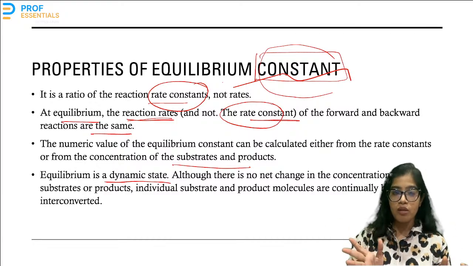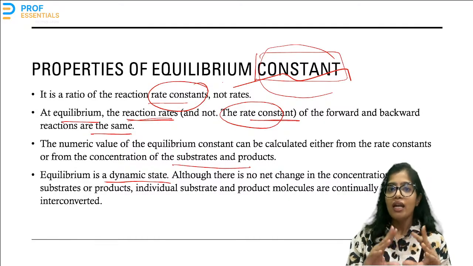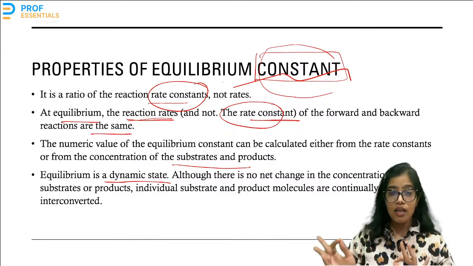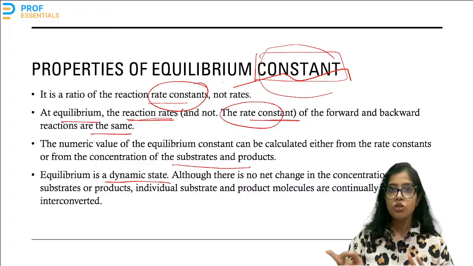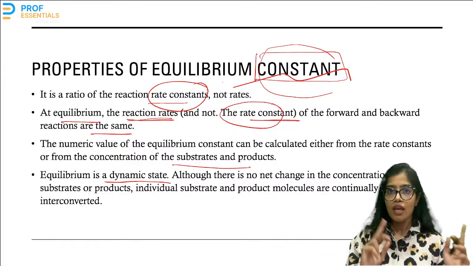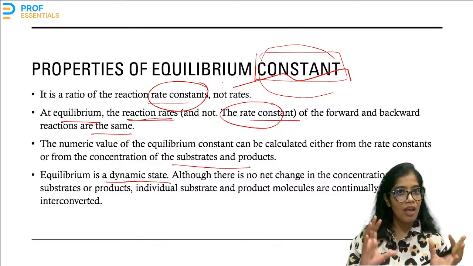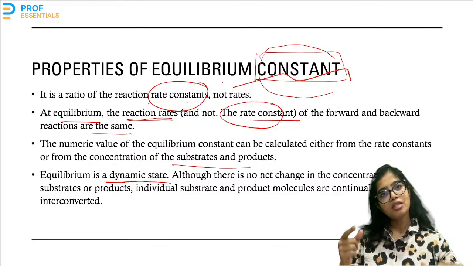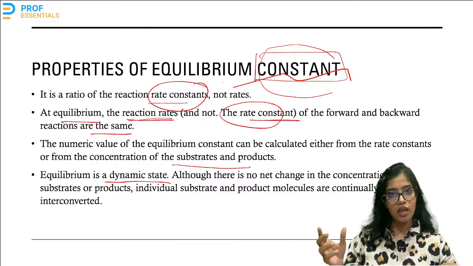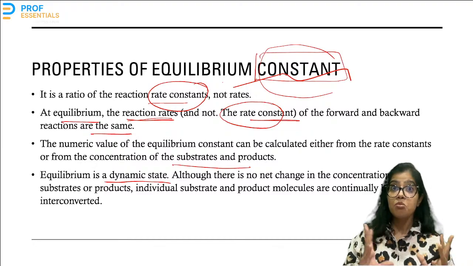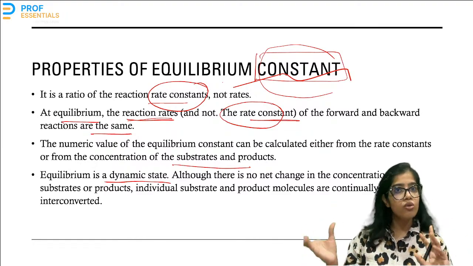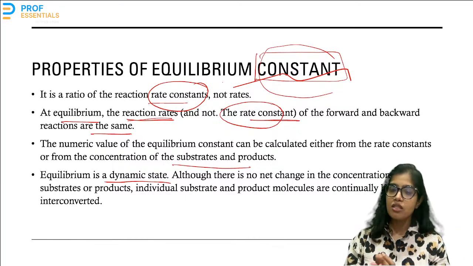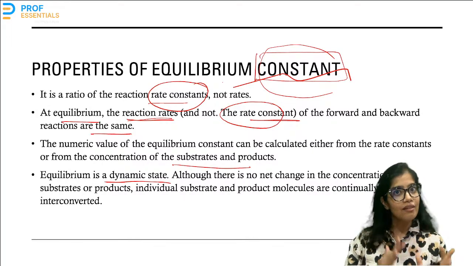Similarly, in this equilibrium, which is a dynamic state, there is no net change in the concentration of substrates and products, but individually, the molecules are continuously being interconverted. So the molecules of A and B are continuously forming P, and the molecules of P are continuously going back to convert to A and B. But these molecules are different. It is not like the same molecules are dancing. The substrate is the same, the product is the same, but the molecules are continuously getting recycled and replenished.